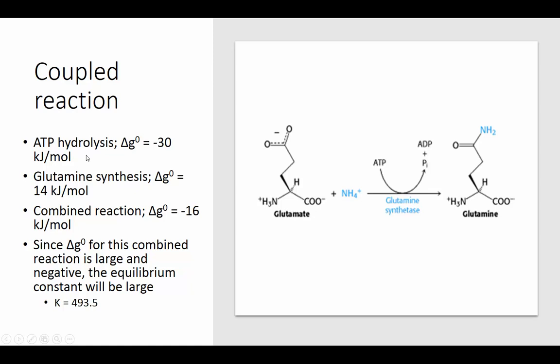And again, I said in the beginning, hydrolysis gives us a delta G of negative 30 kilojoules per mole. Glutamine synthesis is about 14 kilojoules per mole, so the combined reaction is still favorable, with a delta G of negative 16 kilojoules per mole. Since delta G for this combined reaction is large and negative, the equilibrium constant will be large, and the K for this coupled reaction is about 493.5.